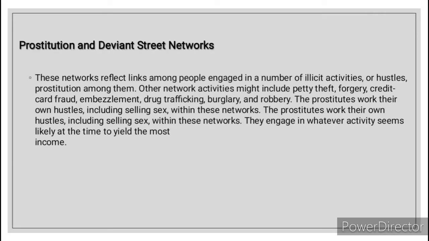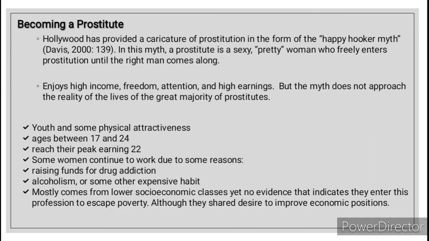Prostitution and deviant street networks. This network reflects links among people engaged in a number of illicit activities or hustles, prostitution among them. Other network activities might include petty theft, forgery, credit card fraud, embezzlement, drug trafficking, burglary, and robbery. The prostitutes work their own hustles, including selling sex within these networks. They engage in whatever activity seems likely at the time to yield the most income.